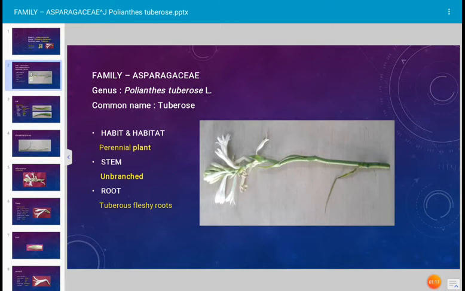Its family is Asparagaceae and the common name is tuberose. Habit: it is a perennial plant. Why is it called a perennial plant? Because the plant lasts for a long, indefinite time, that is, the plant remains for several years. Its stem is unbranched, and the root system of Polianthes tuberosa is a fleshy root. It is an underground fleshy root.